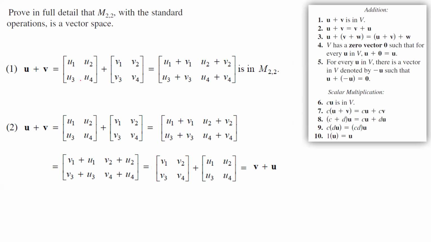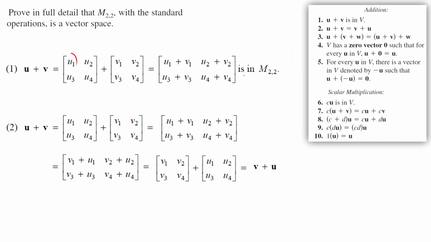You cannot take random values. When you're proving properties, you have to work with general elements. U sub 1, U sub 2, U sub 3, U sub 4, V sub 1, V sub 2, V sub 3, V sub 4. Add these together. So you're basically taking the very first entries, add them together, the second entries, add them together, and so on. This is basically a 2 by 2 matrix. You can easily see that.